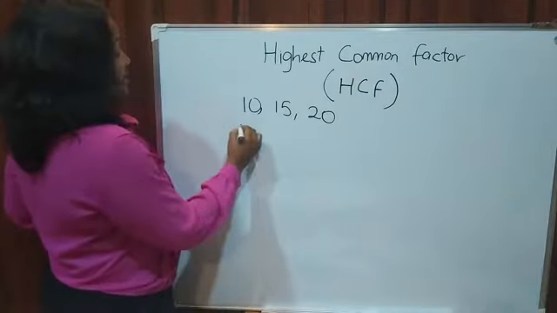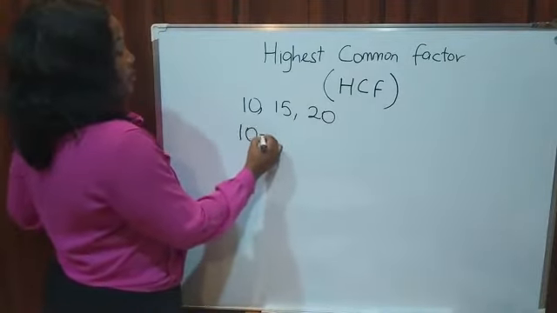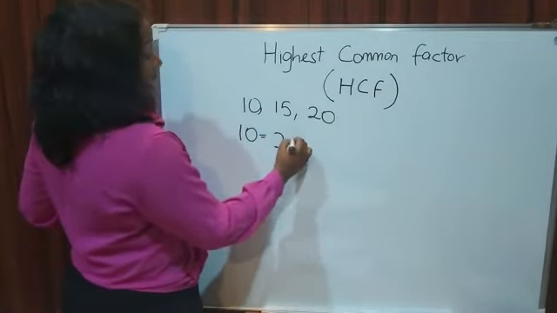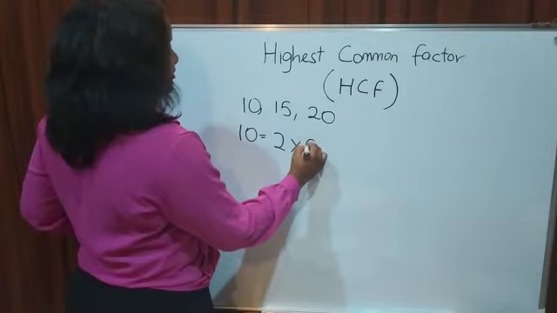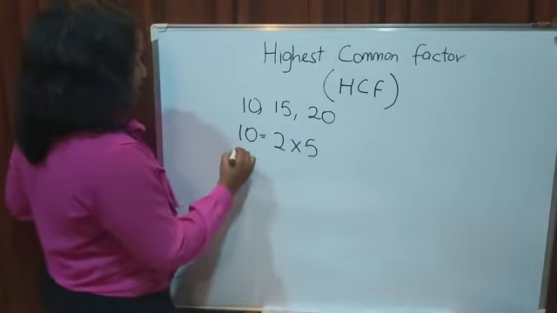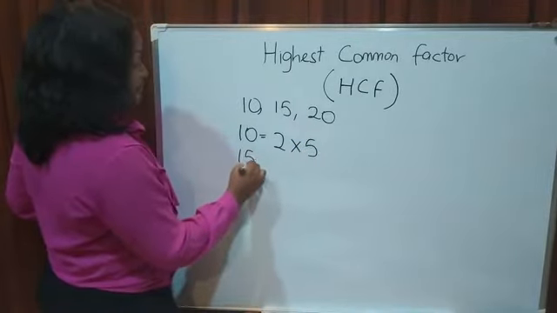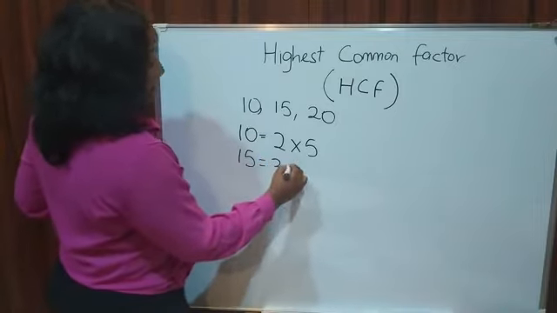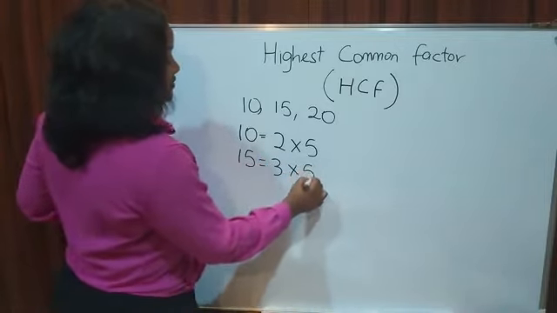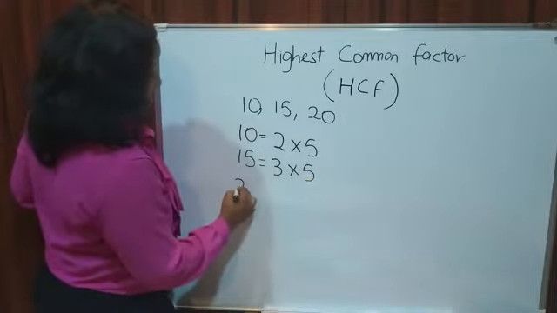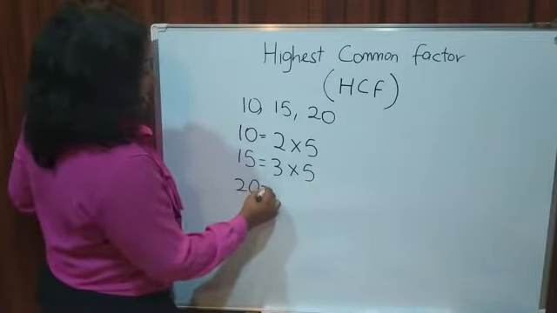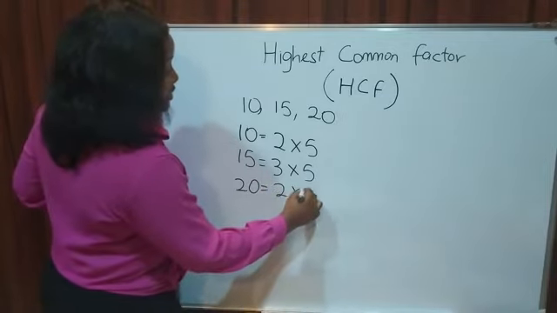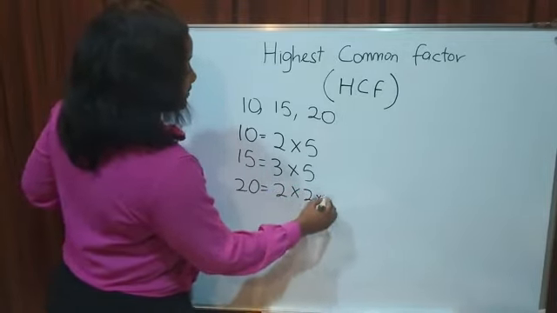So let's say 10 equals, we know 2 is there, and 5, basically. You have 15. We know 3 is there, and 5. Then you have 20. There is a 2, there is another 2, and there is 5.